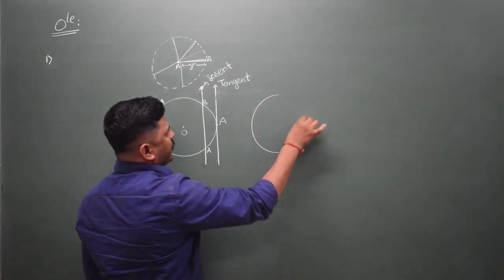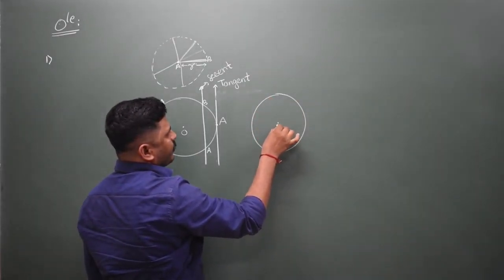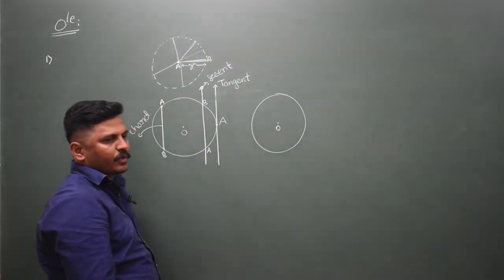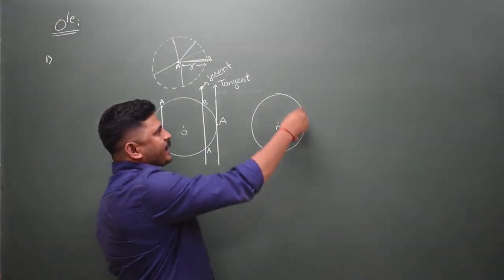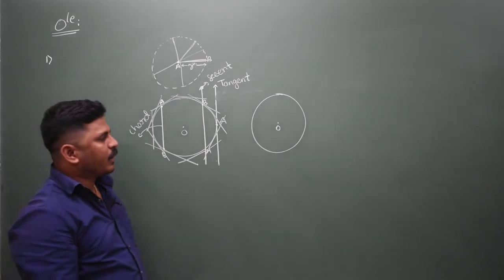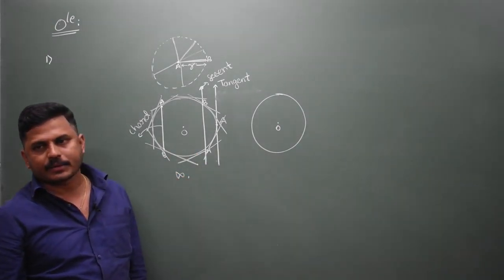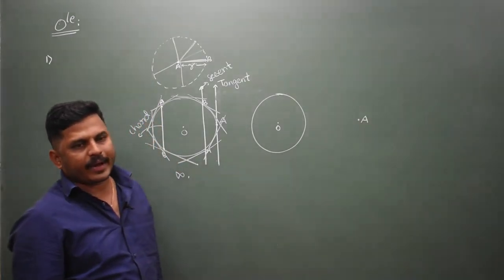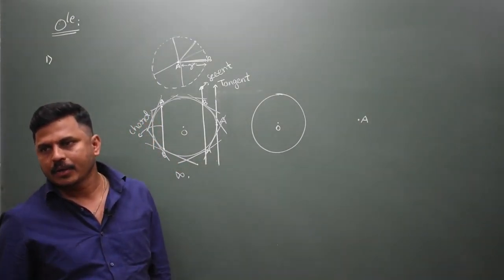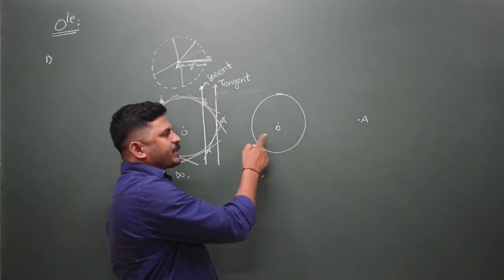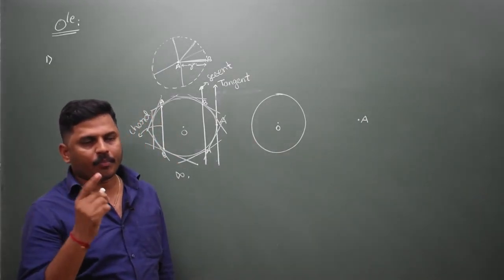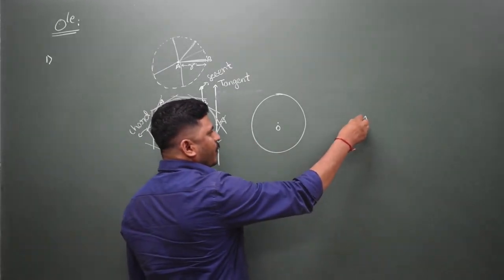If I take one circle with the center O, how many tangents can we draw to the circle? Infinitely many tangents we can draw. From one external point, how many tangents can we draw to the circle?